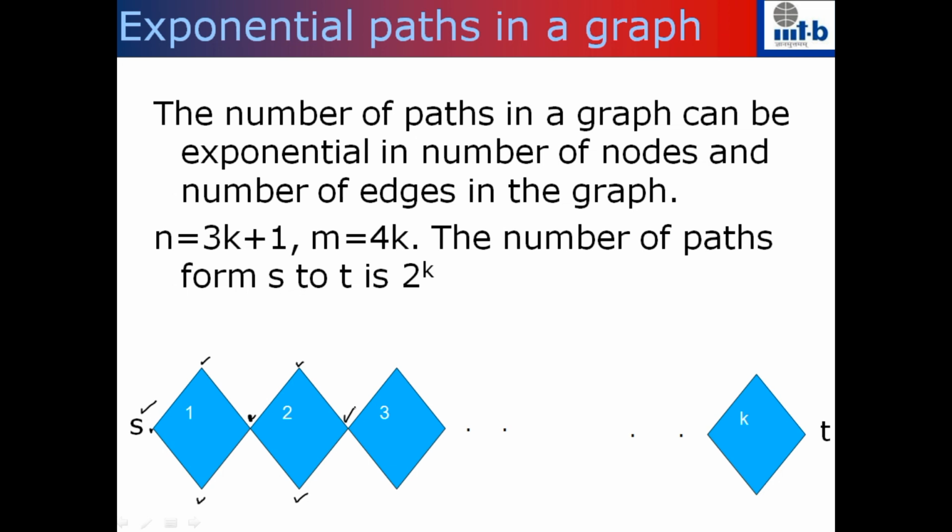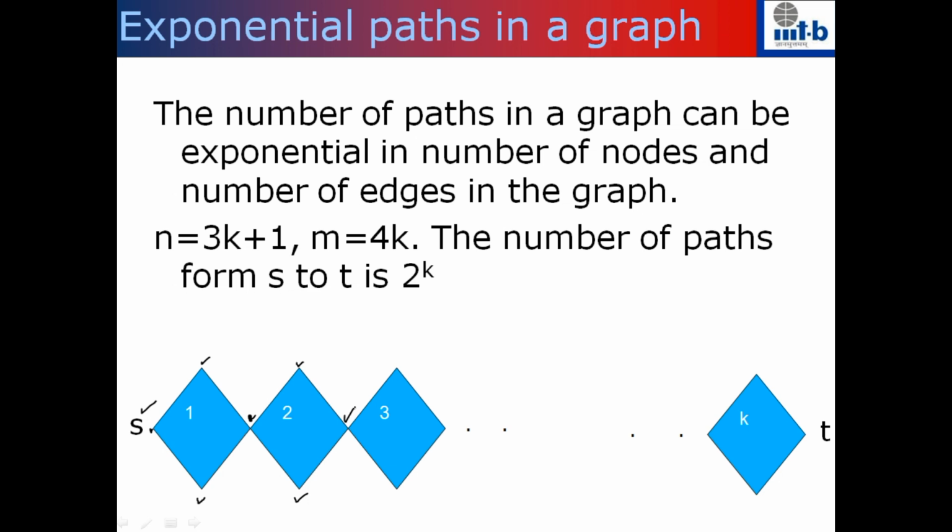Similarly, if you continue with this argument, you see that from S to T the number of paths is 2 to the power k. So k is the number of blocks here, and you know that the number of paths in this simple graph is 2 to the power k, where k is the number of blocks here. But how many vertices and how many edges are there in this graph?